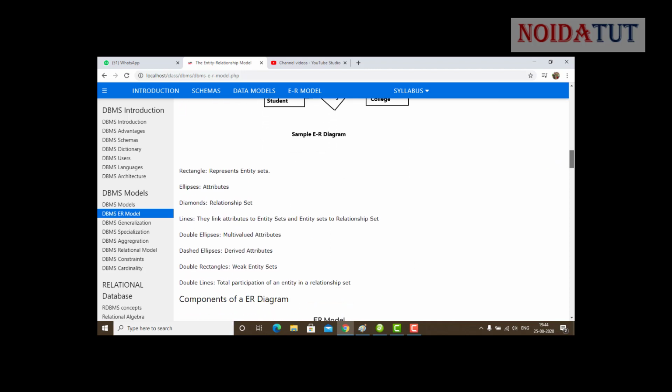Now let us see how the diagrams are being explained. Rectangular shapes represent the entity sets, ellipses attributes, diamonds are the relationship set, lines link attributes to entity set and entity set to relationship set. Double ellipses are multi-valued attributes. Dashed ellipses are derived attributes. Double rectangles are weak entity sets. Double lines are total participation of an entity in a relationship set.